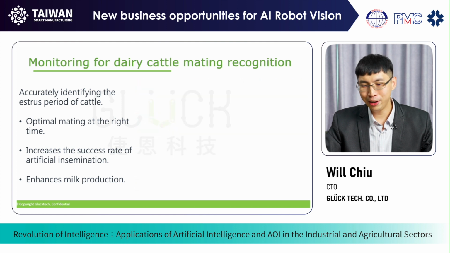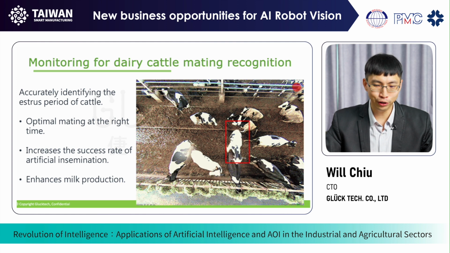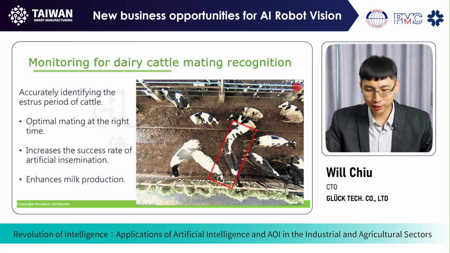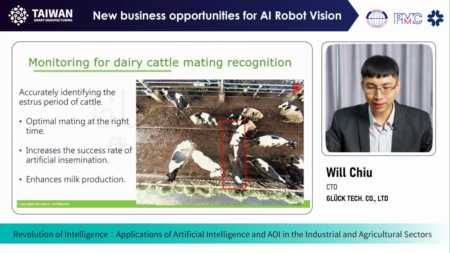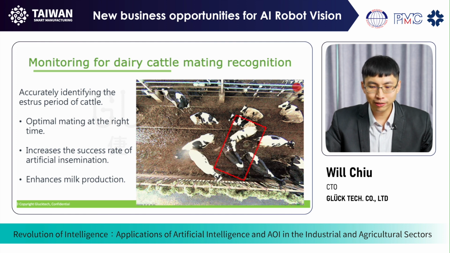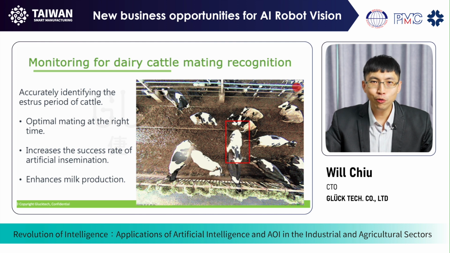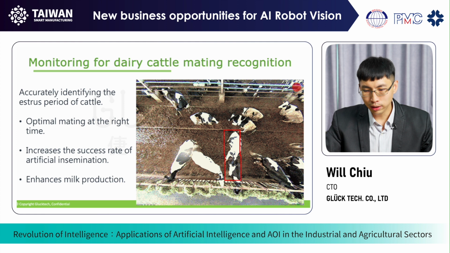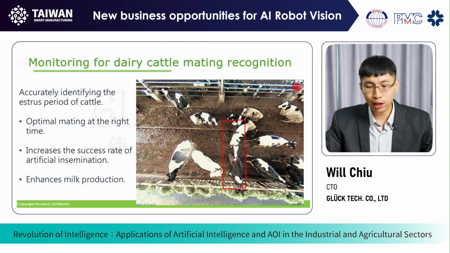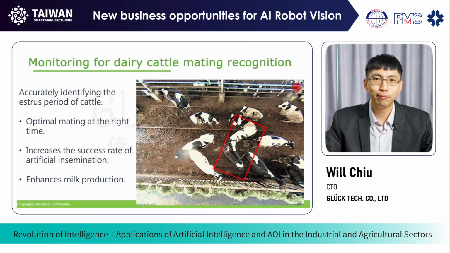In the field of cattle management, the ability to accurately identify the estrus period of a cattle is very important. It enables us to achieve optimal mating at precisely the right time. This significantly increases the success rate of artificial insemination. Moreover, it plays a critical role in enhancing milk production. Finally, benefiting both cattle ranchers and the dairy industry as a whole.